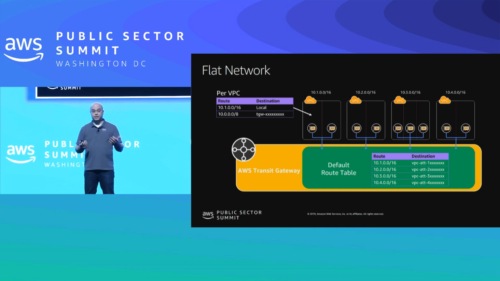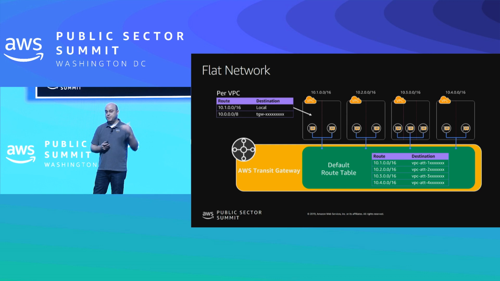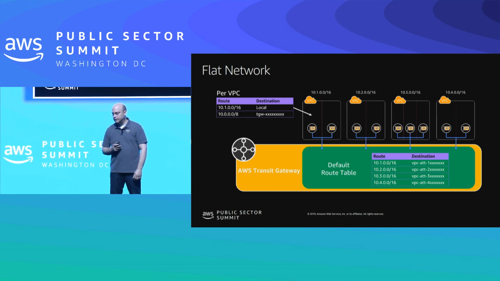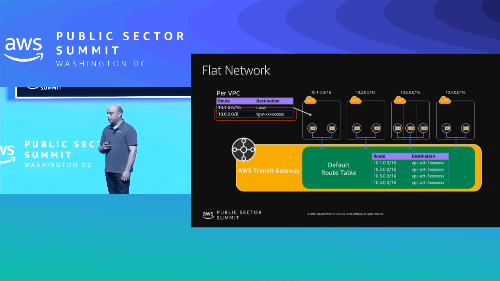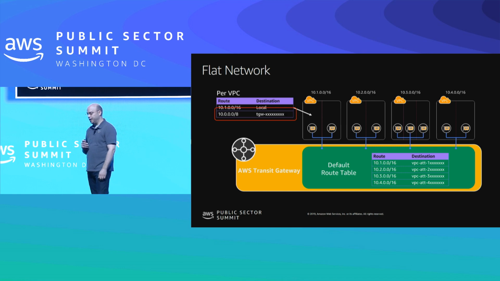That default gateway is the implicit router for the VPC. The implicit router will do a lookup in the route table associated with that subnet in the 10.1 VPC and find a route for 10/8 with the next hop of the TGW. The packet is forwarded through the attachment to the Transit Gateway.